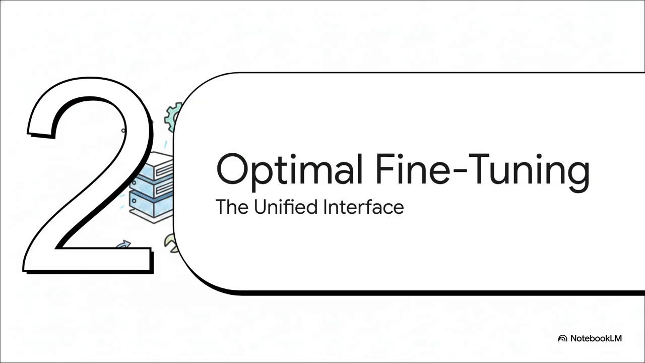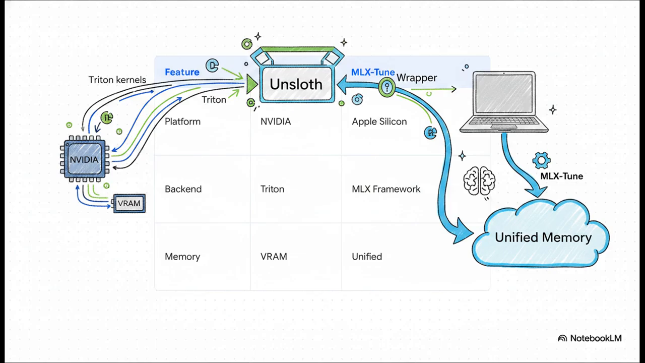All right, Section 4. Optimal fine-tuning in Studio, the unified interface. So with our model compressed and our dataset perfectly crafted, let's go ahead and open Unsloth Studio. Now, what's really interesting about this slide is how we get this running natively on a Mac.